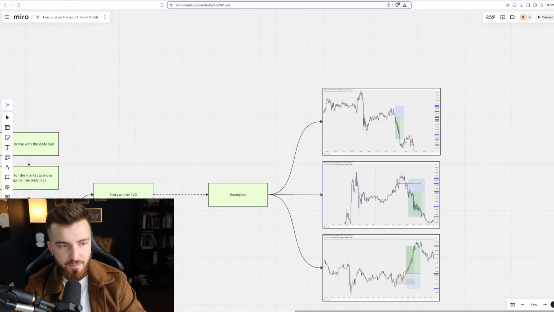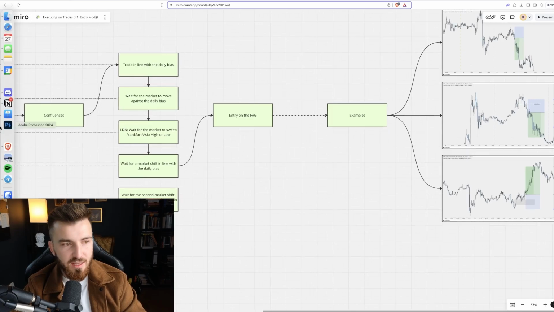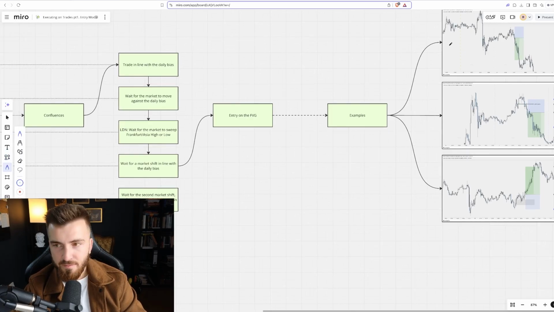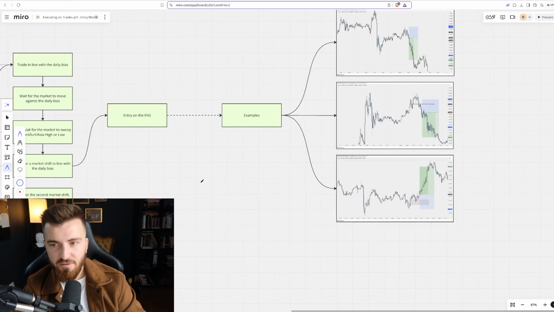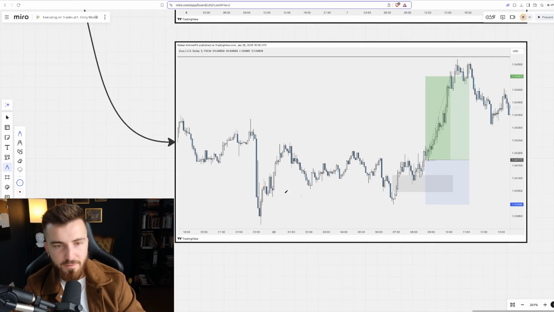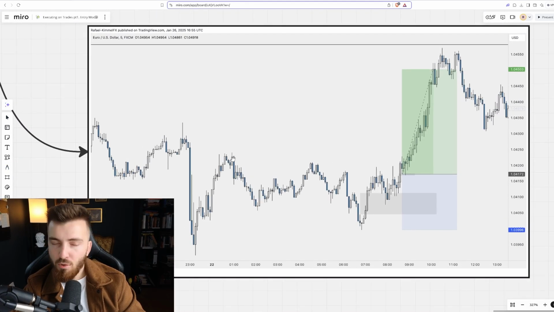So, in line with the daily bias. Check. Wait for the market to move against the daily bias. Check. Wait for the market to sweep session liquidity. Yes. Wait for a market shift in line with the daily bias. Yes. Wait for the second market shift confirming the high or low are in place. Yes. Everything is done. Last one. And then we'll jump into some chart examples. More.